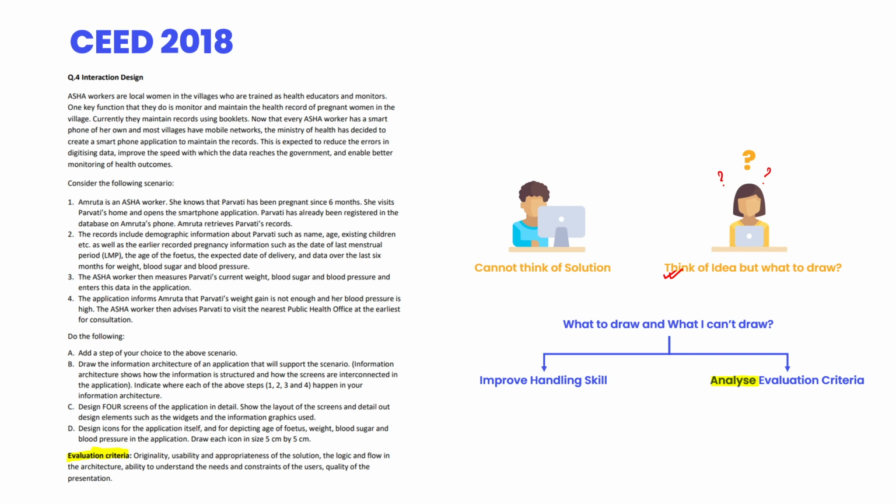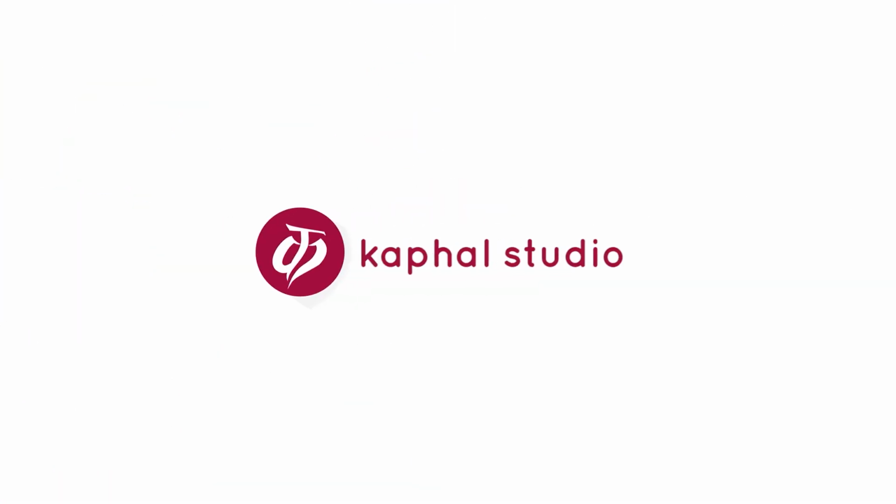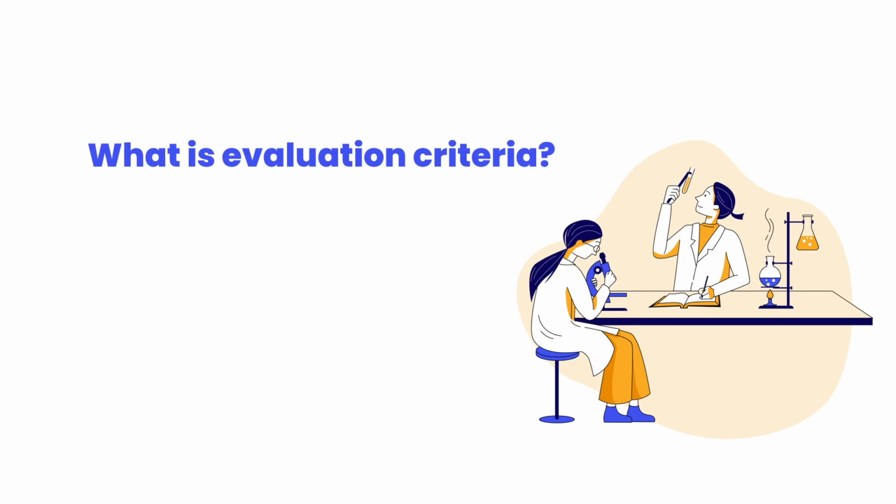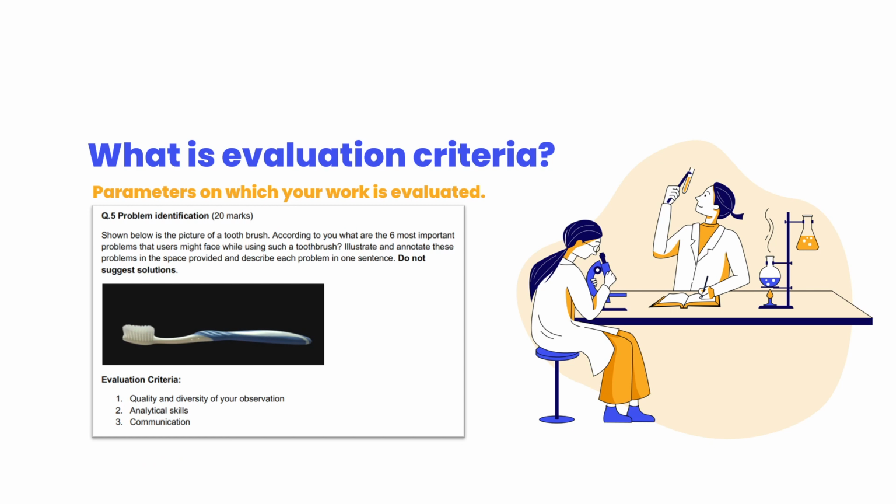Today in this video we are going to discuss this, and also we are going to discuss why evaluation criteria is important. Before we start, I am sure everybody has some idea about the evaluation criteria. These are the parameters on which your work is evaluated, and you can find them at the end of every question in SEED or UCEED paper.